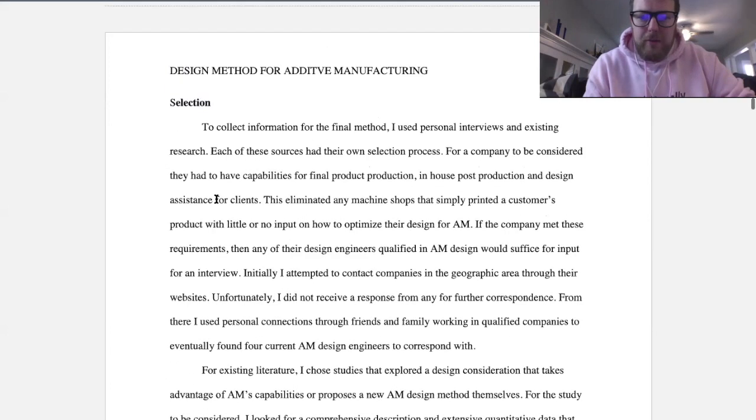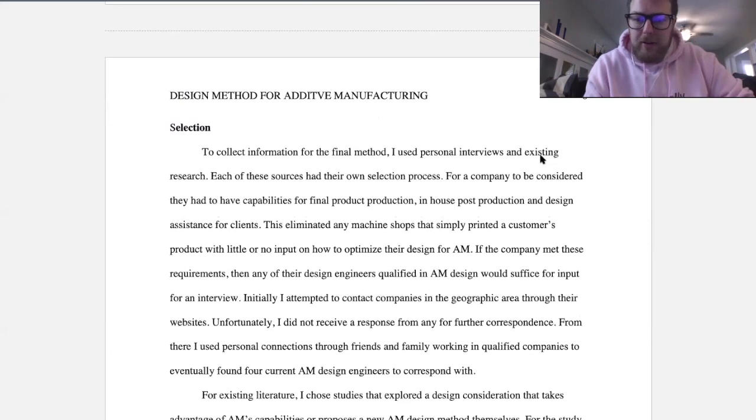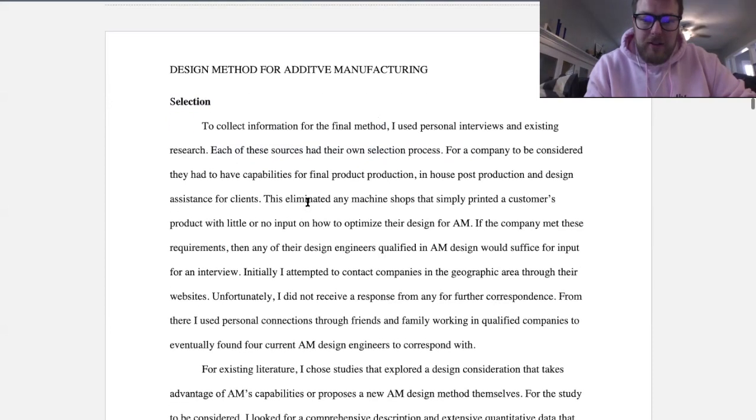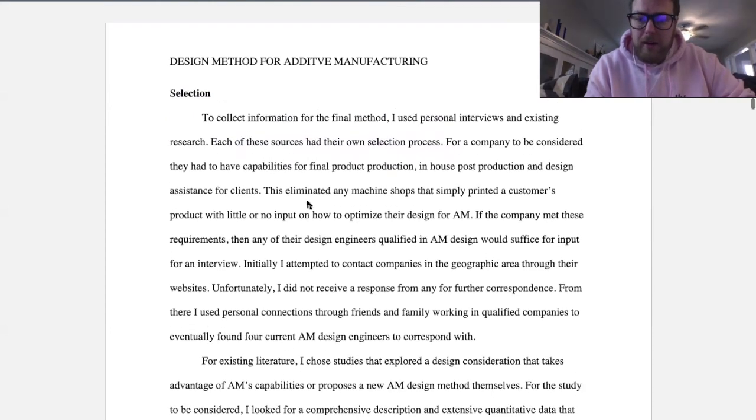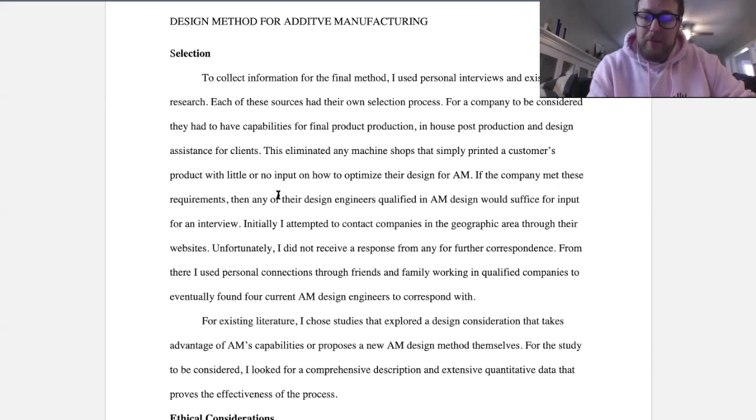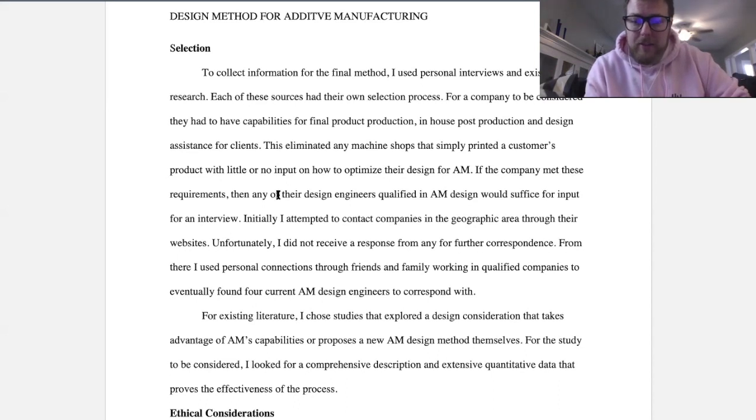So to collect information for the final method, I used personal interviews and existing research. Each of these sources had their own selection process. For a company to be considered, they had to have capabilities for final product production. Again, the words are kind of strange here, right? In-house post-production and design assistance for clients. This eliminated any machine shops that simply printed a customer's product with little or no input on how to optimize their design for AM.